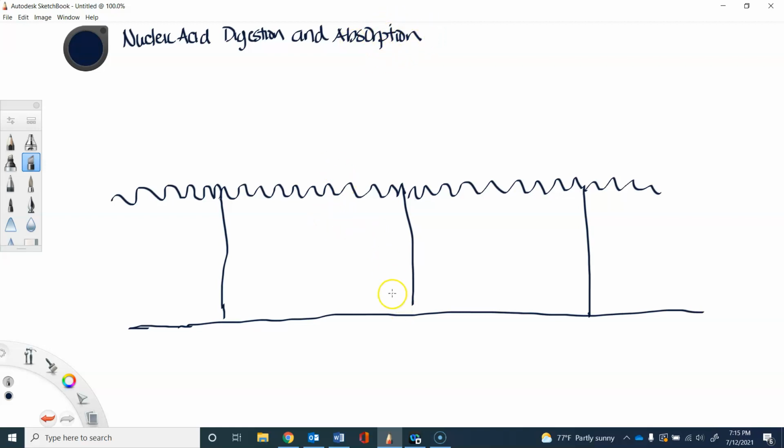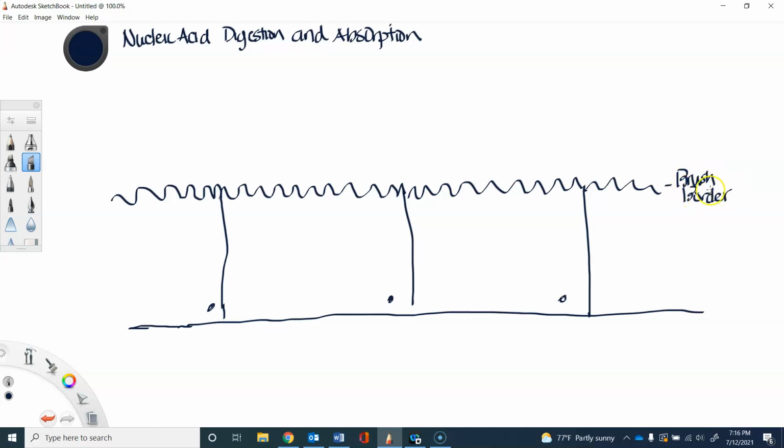So I've drawn here my enterocytes. So these are cells. Nucleic acid digestion and absorption occurs in the duodenum and the jejunum. So these are going to be simple columnar cells that are in that area. These cells have microvilli, and we call that the brush border. And we've seen this before.